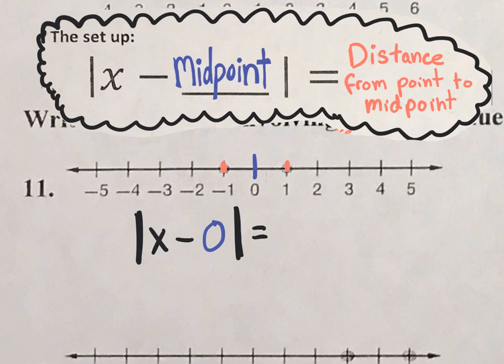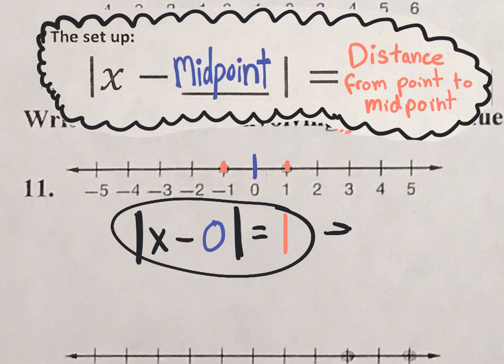And over here on this side, we need the distance from the point to the midpoint. So from here to here, how many units? 1, right? Doesn't matter if you go from here to here or from here to here. It's still 1 unit only. So you put a 1 out there. And that's it. That's your equation. However, you could make it look a little bit nicer because we all know that x take away 0 is just x. So you could make this look nicer by rewriting it. Absolute value of x, you don't need the -0, equals 1.